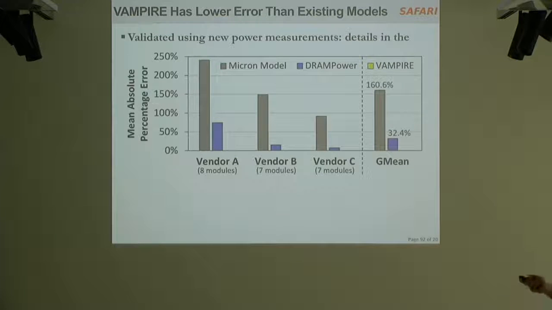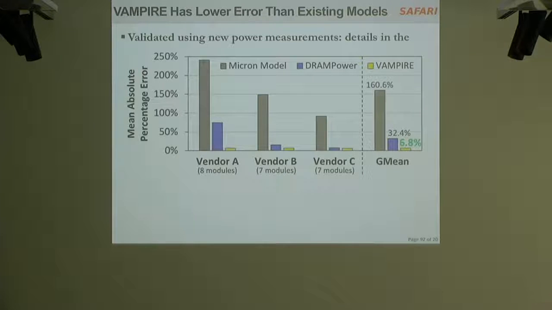And you can see that this is the percentage error that you get compared to real device measurements that we've done. So the error rates are actually huge if you use the datasheet values out of the box. DRAMPower tries to model the power as opposed to just trusting the datasheet values. So it does a better job, as you can see. Its error rates are relatively low, but it's still pretty high, especially for vendor A.